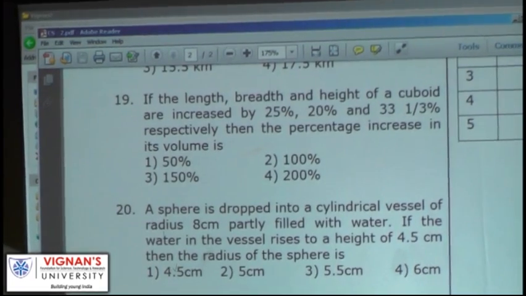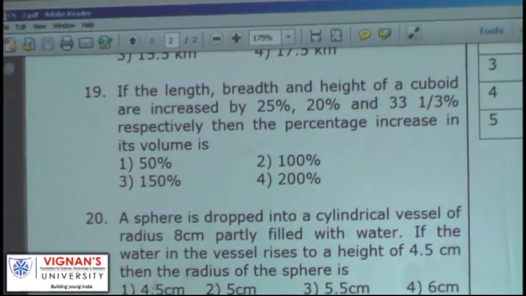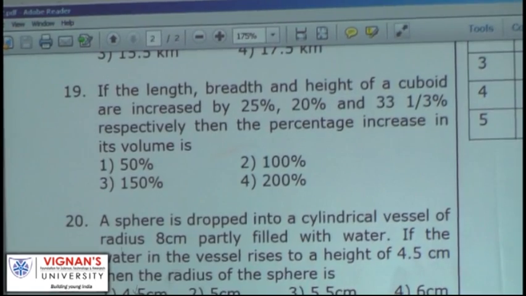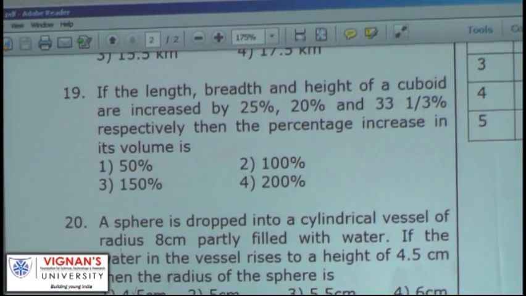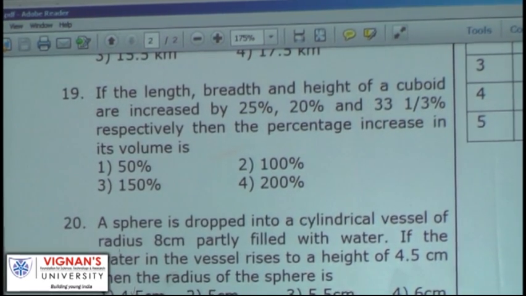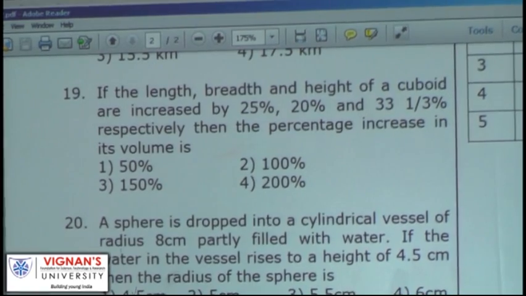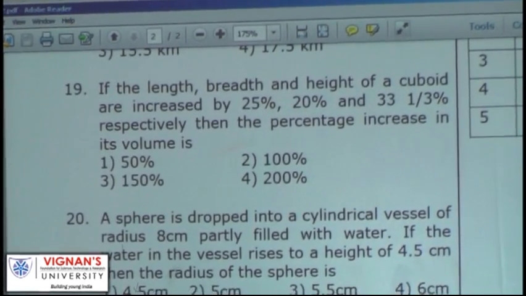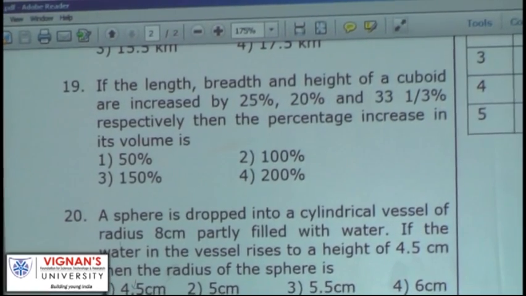See the next one. The length, breadth and height of a cuboid are increased by 25%, 20% and 33 1/3%. Then the percentage increase in its volume. 100, 200% or 100%?